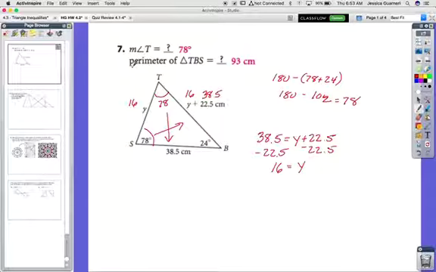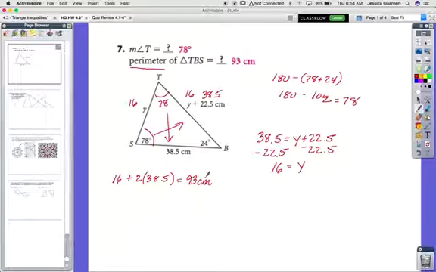All right, so it's asking for the perimeter. It's not enough just to get y. So I need to do 16 plus 2 times 38.5. Now, could you do 16 plus 38.5 plus 38.5? Yes, absolutely. It's just easier for me to do that right there. So that's going to give me my 93 centimeters.